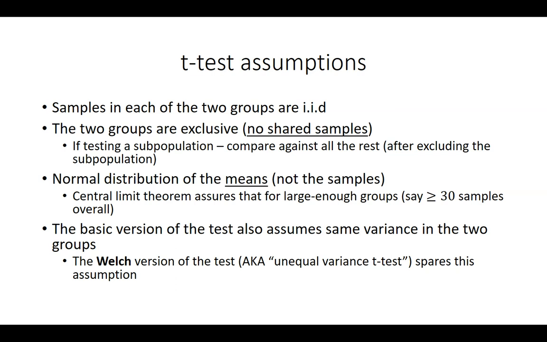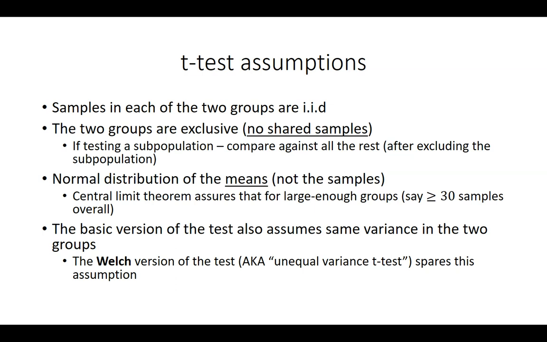A very important assumption is that the two groups are exclusive. It means they shouldn't have any shared samples. So for DNA viruses and RNA viruses, it's fine, because these are mutually exclusive categories. You don't have a virus which is both RNA and DNA. But if you made an amazing discovery and discovered a virus which has both a DNA and an RNA genome, and you decided to categorize it in the two groups together, then it would really break your assumption, and you couldn't use a t-test under this kind of modeling.